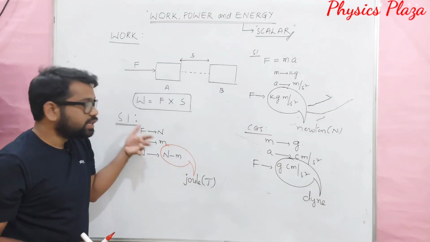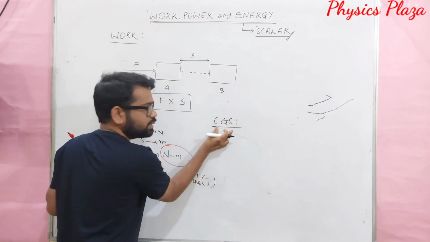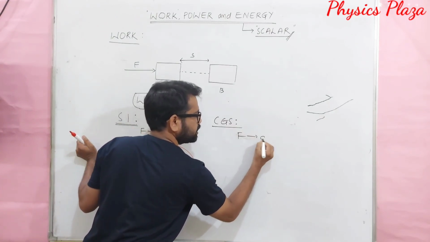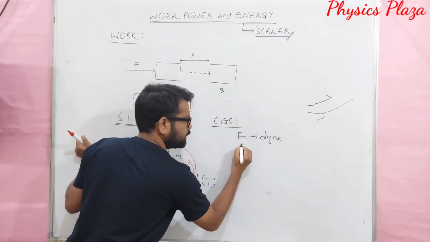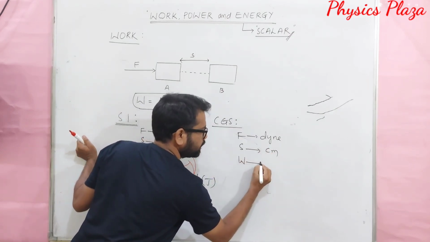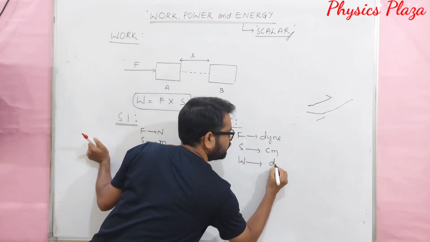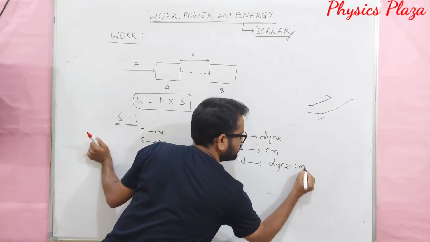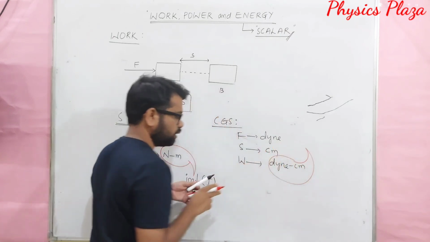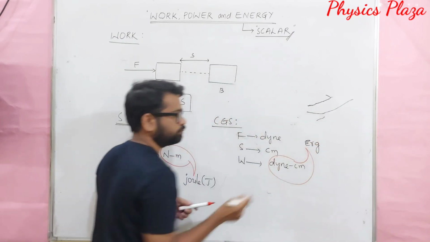Now what are the CGS units of work? In the CGS system, force is measured in dyne, whereas displacement is measured in centimeter. Then work, being force into displacement, will be dyne into centimeter, dyne centimeter. Children, this dyne centimeter is given a special name called erg.